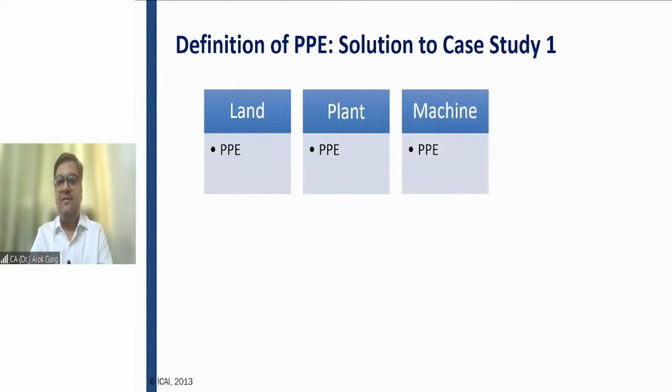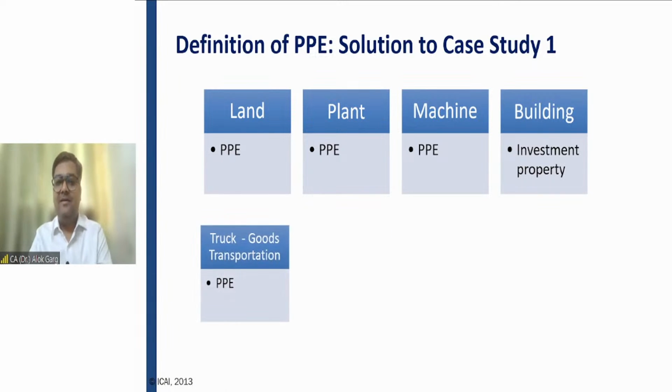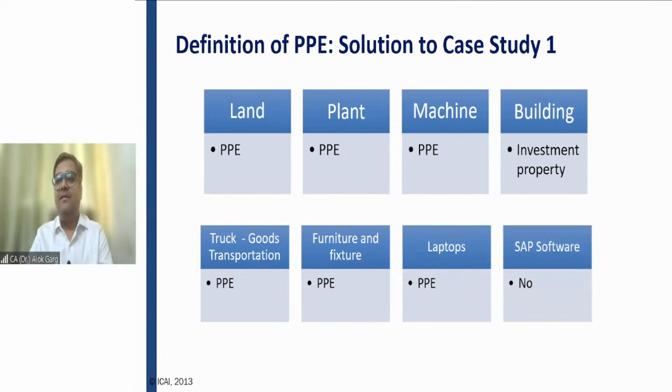What next? After machine, building. Whether building is PPE? Building is not PPE. It is investment property covered under Ind AS 40. Truck for transportation of goods, yes, it is PPE. Furniture and fixture, it is PPE. Laptop, it is PPE. Software, it is not PPE.